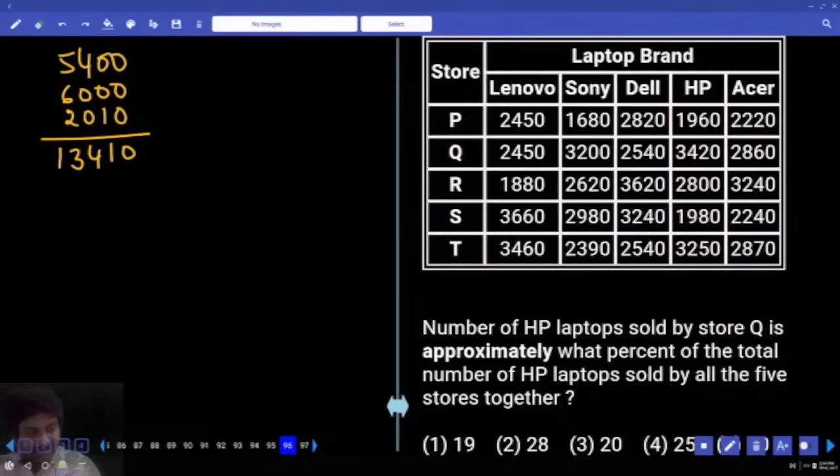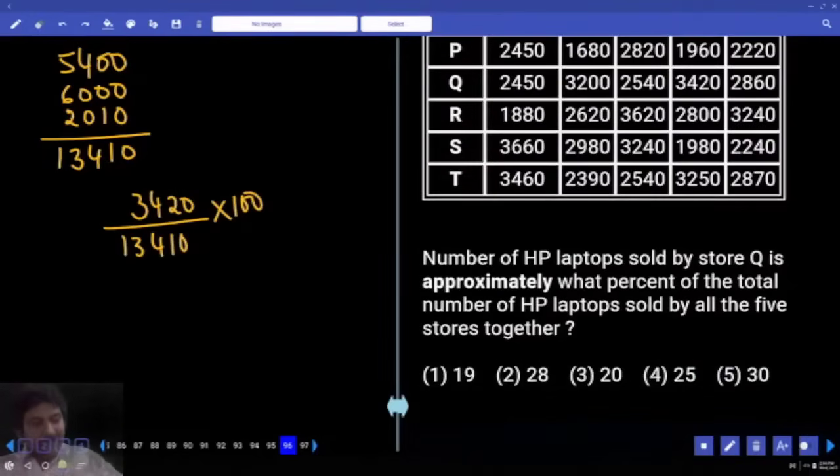Question is, 3420 is what percentage of 13,410, percentage into 100? Look at options. Nearby 20, 25, 30. 50% is divided by 2. 25% in the sense divided by 4 only. Let me calculate 25%. With that I can eliminate options first.